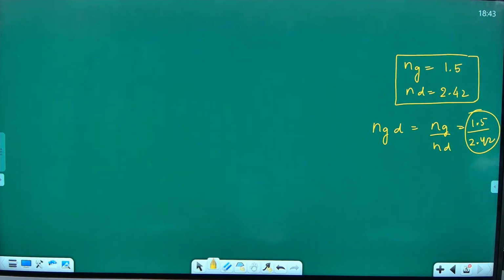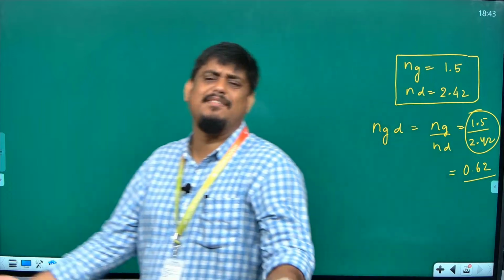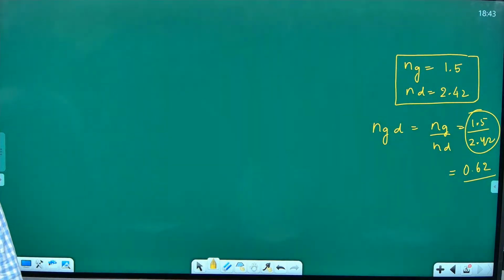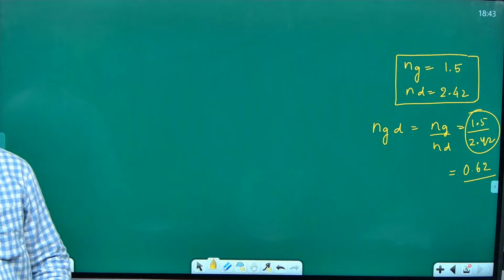It is not a physics question, it is a mathematics question. Answer came, very good, Priya Ranjan. 0.62 is the answer. I think everybody should get the same answer. Sir, very basic division. Take another question. Slowly I will increase the level.